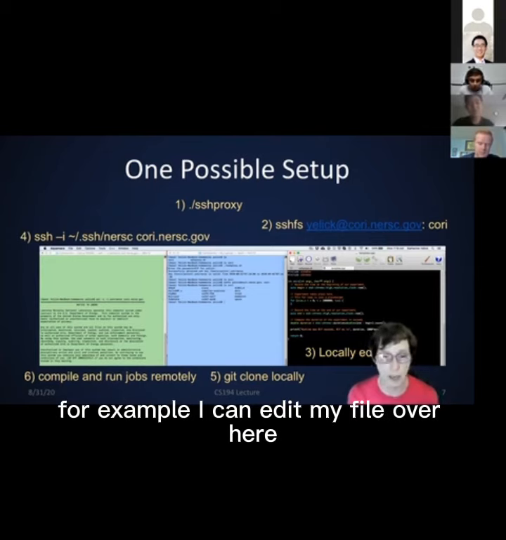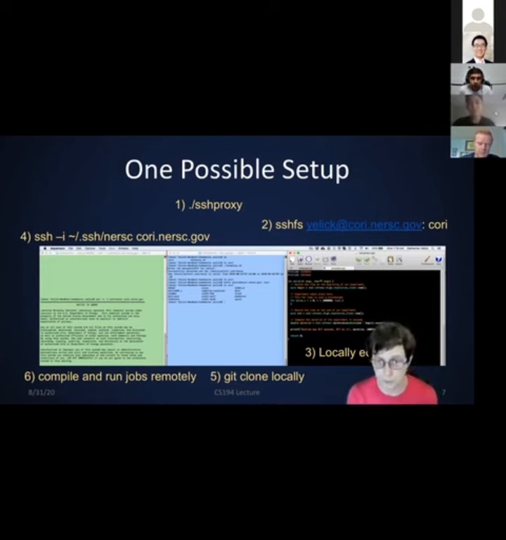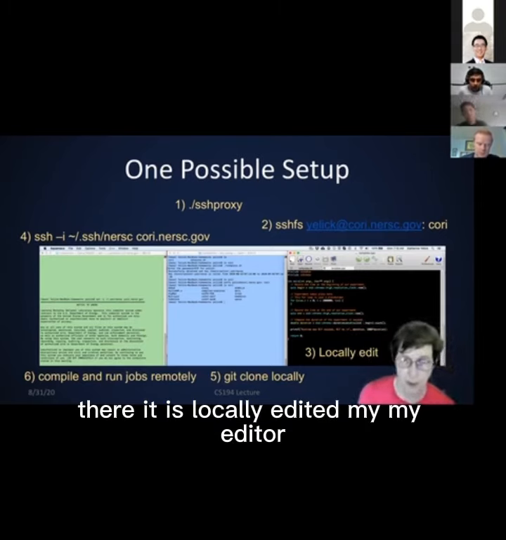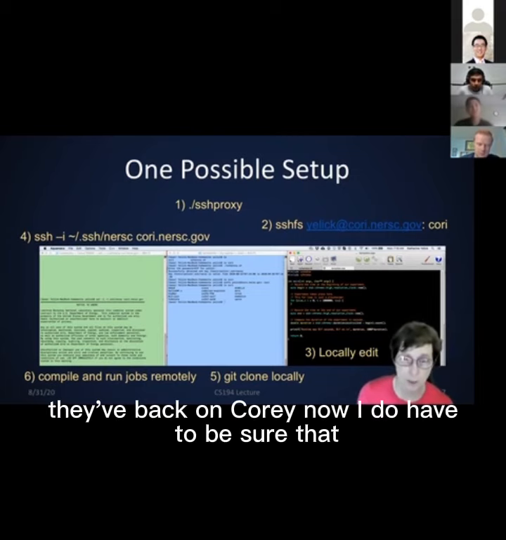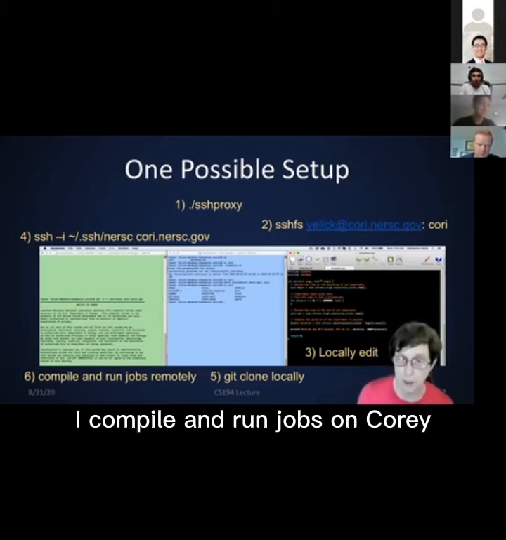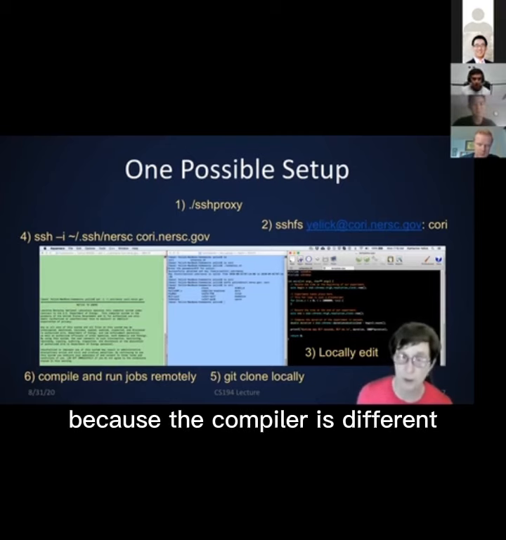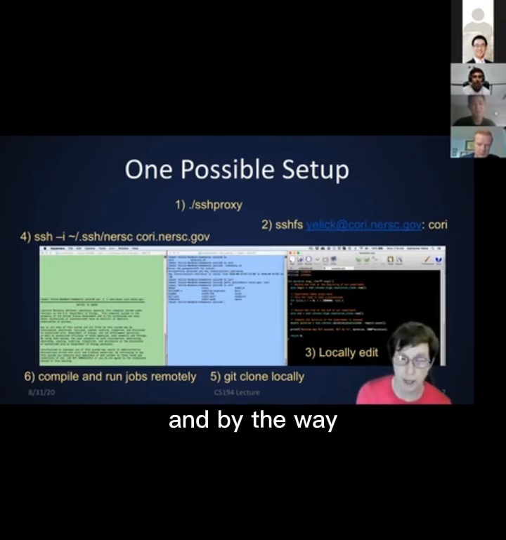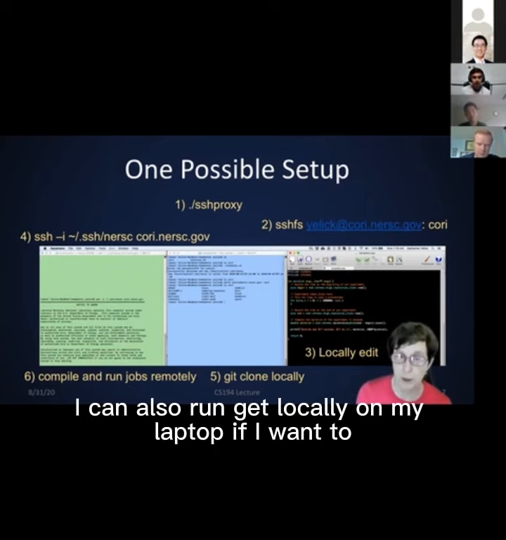So for example, I can edit my file over here in my editor. Oops, sorry, there it is, locally edit it in my editor, and save back on Cori. Now I do have to be sure that I compile and run jobs on Cori because the compiler is different and the hardware is different. It has to compile for that hardware. And by the way, I can also run Git locally on my laptop if I want to.